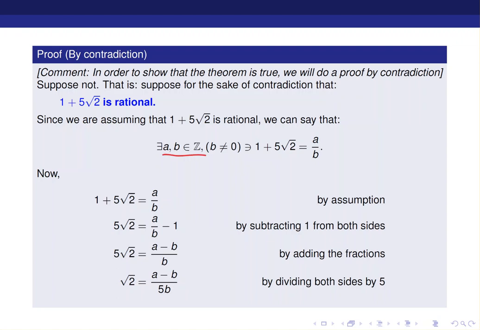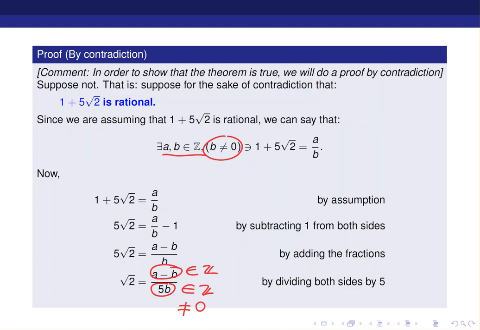Now, a and b are both integers, so a minus b is going to stay an integer by closure of integers under subtraction. 5 and b are both integers, so the product of them is also going to be an integer. And not only that, but b is not 0, and 5 obviously is 5, which is not 0. So this means that this product is not equal to 0 either.